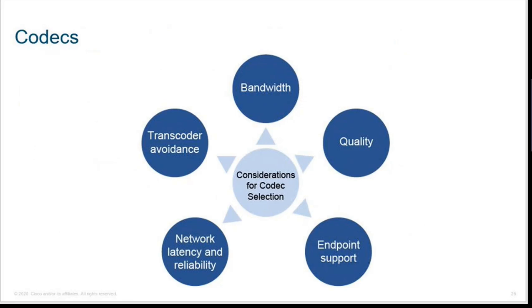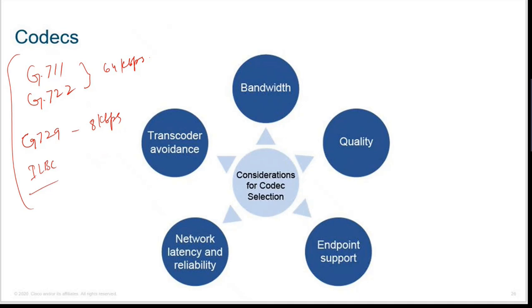Then some codecs we discussed, like G711 and G722, which give you 64 kbps of bandwidth. We have G729, which is 8 kbps. We have some others, like iLBC, and so on. Codecs can be used for different purposes and give you benefits like bandwidth management, quality, endpoint support, network latency and reliability, and transcoder avoidance. So considerations for codec selection are for different purposes like these.